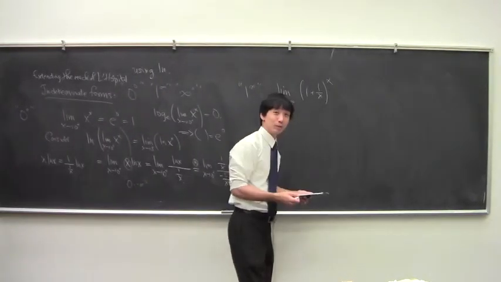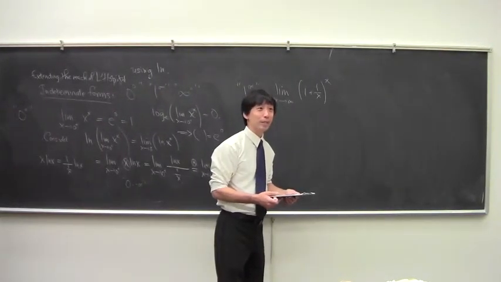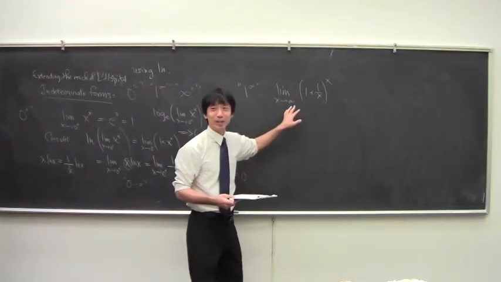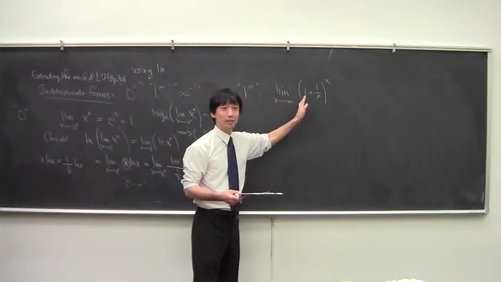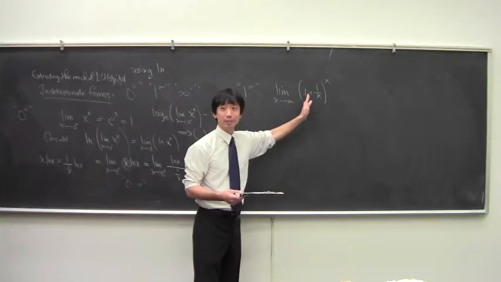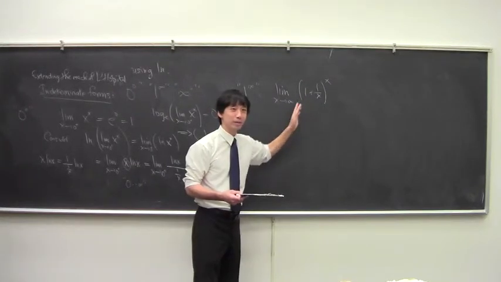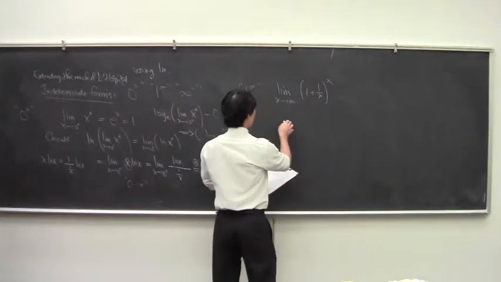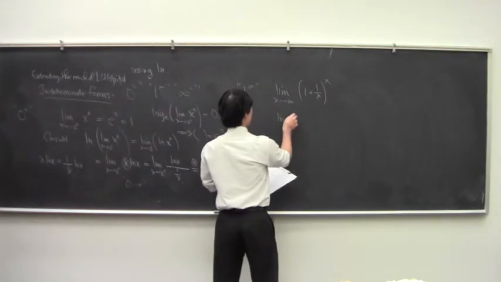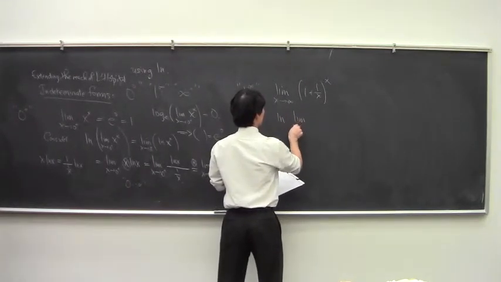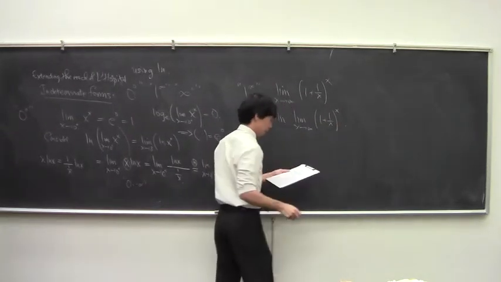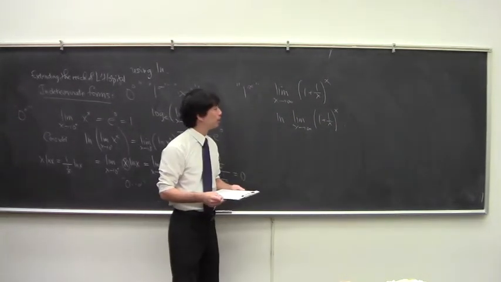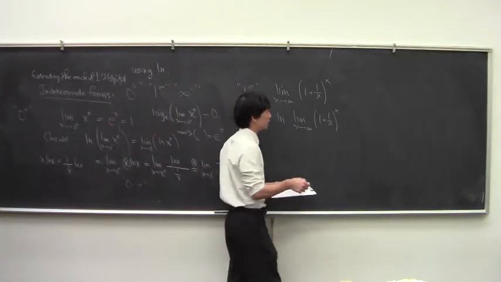So who knows the answer to this? It's e. Who said it? It's e, right? So the tug of war actually balances out. Neither side completely wins over the other, but they balance out at the number e. Okay, so let's see that. Let's take the natural log of it.